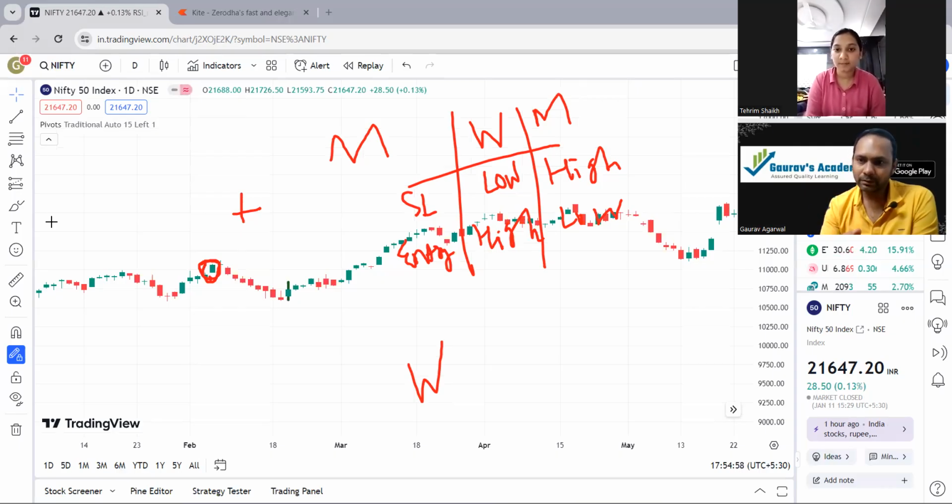Whatever rules you set for yourself, you can follow them. So there are no fixed rules in trading, right? If you want, you can take this as a target price, or if you want, you can take 50% also as a target price. It depends on you, right?